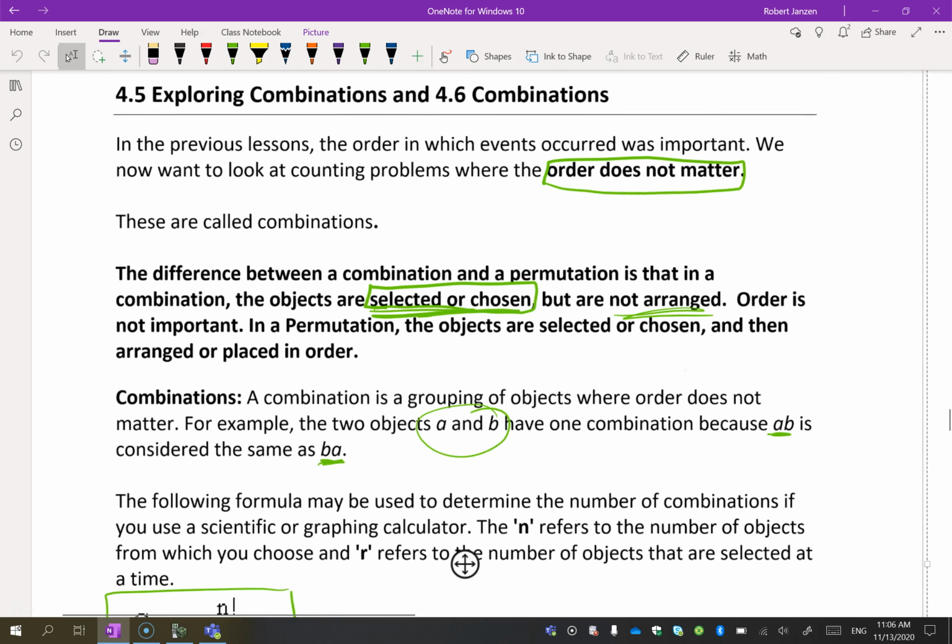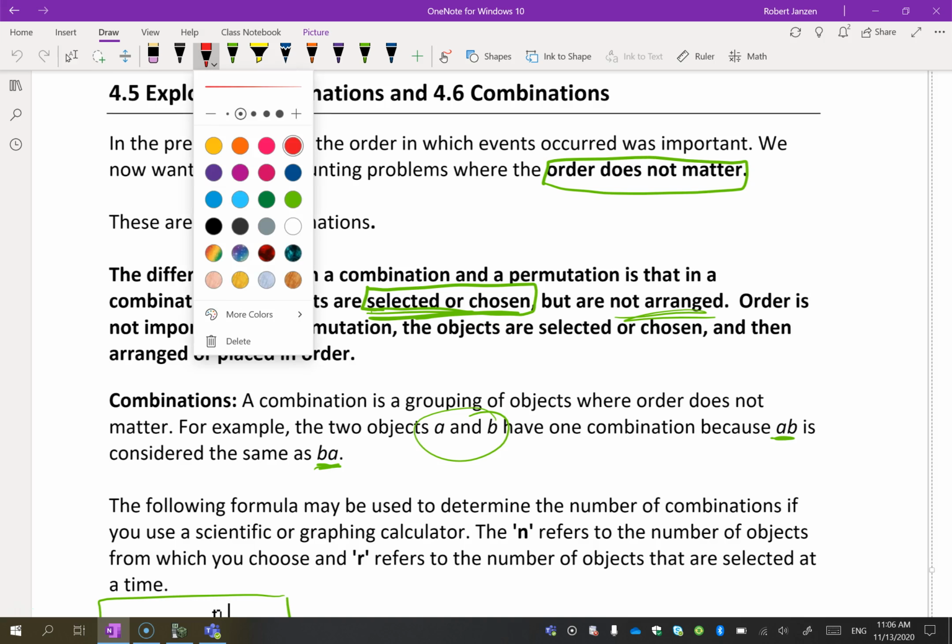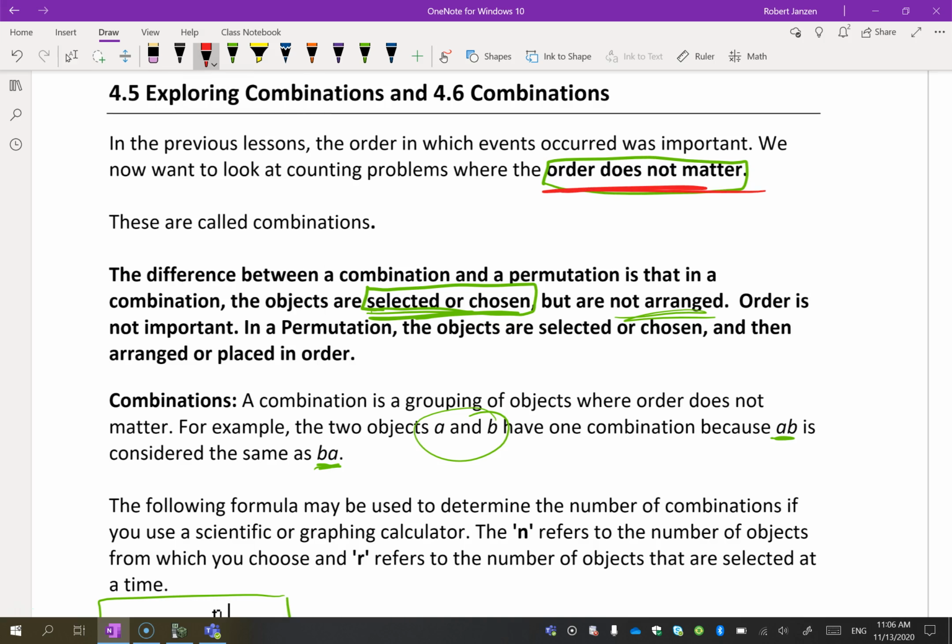So we're doing exploring combinations. What is a combination? A combination is different than a permutation. With a combination, order doesn't matter. For example, if we were doing a permutation, ABC and ACB are two different permutations. They are the same combination. A combination doesn't care about the order, it just cares what's in the group.